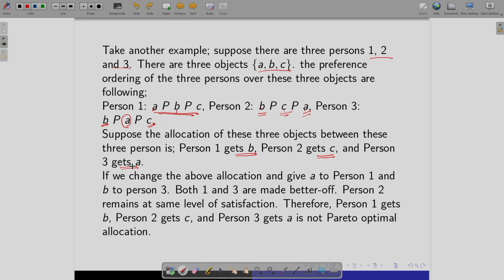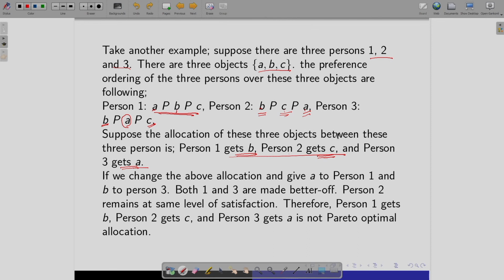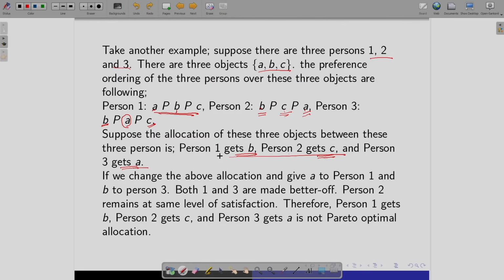Now, here we have to say whether this allocation is Pareto optimal or not. That is, from this allocation, whether we can move to a better allocation such that I do not have to hurt anyone. If I cannot do such a movement, where I can make someone better off without hurting someone else, then I am in a Pareto optimal state.